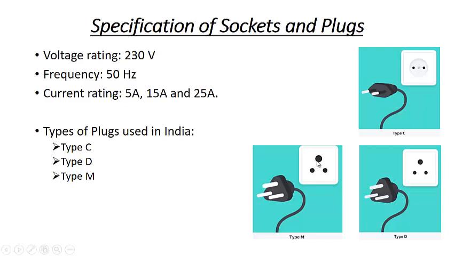And you will see that the hole which is used for the ground will be bigger as compared to the other 2 holes. This is also for the protection purpose. You can see that if this hole is bigger, this pin will also be having a larger diameter as compared to these 2 pins, and if you try to insert this ground pin into this, it will not go inside.